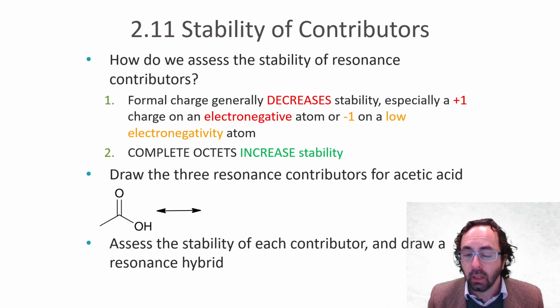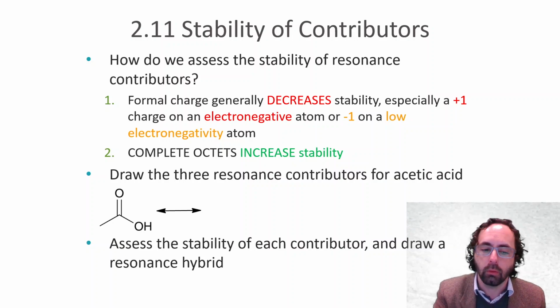So anytime you have formal charge, that's generally going to decrease the stability of a structure, especially if that structure has a positive 1 formal charge on a very electronegative atom, such as oxygen, or a negative 1 formal charge on a low electronegativity atom, carbon, for example. Carbanions, carbons with negative formal charge, do exist, but they tend to be quite unstable. And finally, complete octets will increase stability, and that's very important to have.